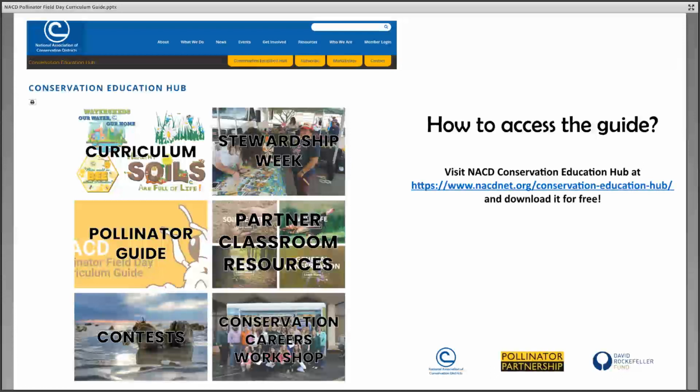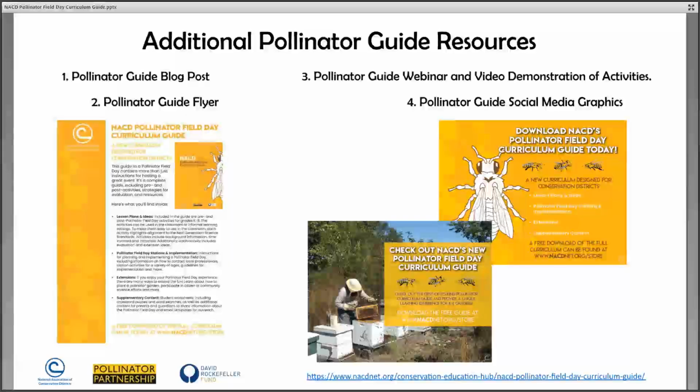You'll notice on our hub that the Pollinator Guide has its own webpage, and in addition to the guide itself, which can be downloaded in both color and black and white versions, there are other supplementary resources that you can easily access, share, and promote in your community. Materials such as a blog post, some graphics that you can share on your website and social media, a flyer that you can use to distribute at your meetings or send to schools and church groups.